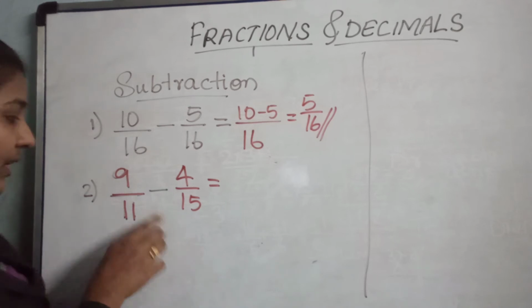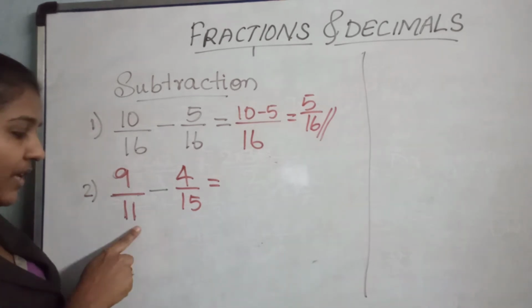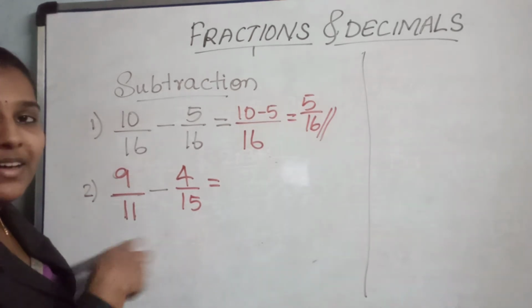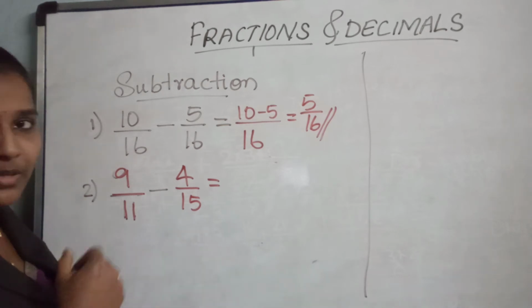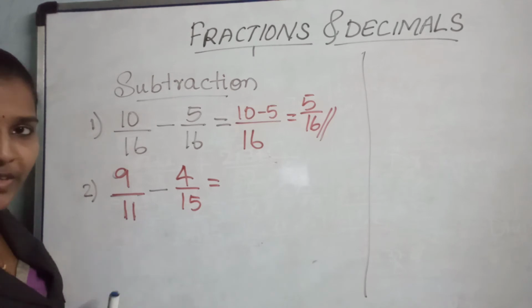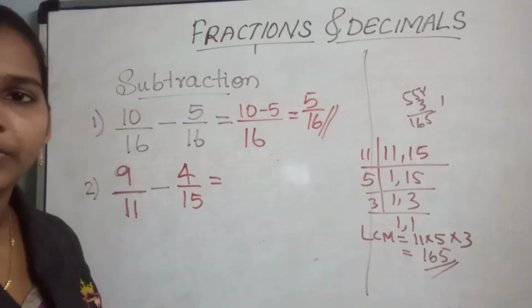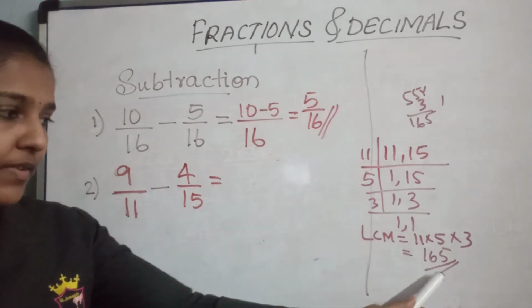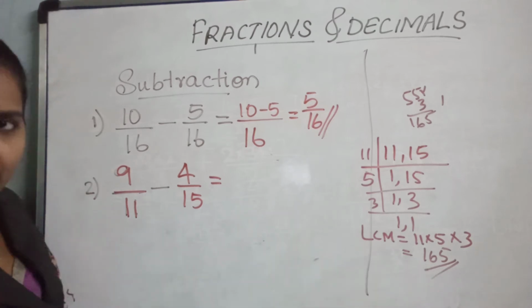Okay. So here to do the subtraction, first we have to change 11 and 15 to like fractions. You have to change it to the same denominator. For that you take the LCM of 11 and 15. Okay children, so after taking the LCM we will get the answer 165. So here the LCM is 165.